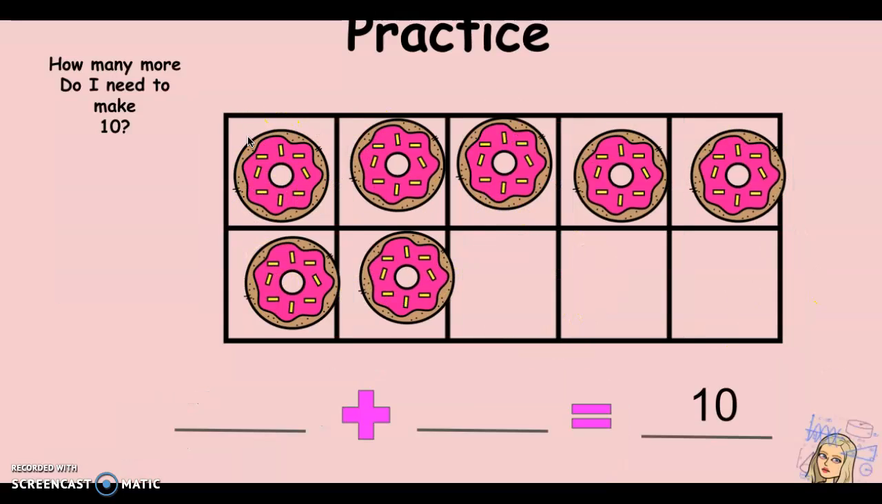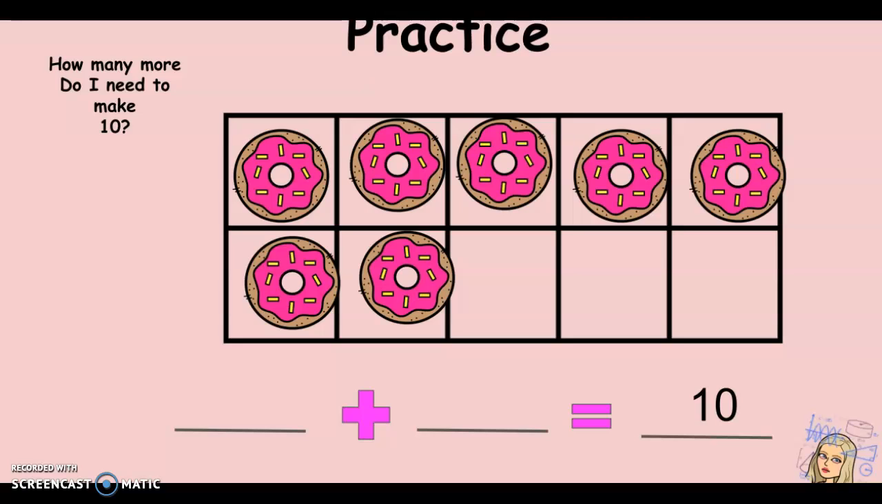Very good. Today, what we are going to talk about is how we can use a 10 frame to compose and create an addition problem, and how we can make 10. So we know that a 10 frame has 10 squares, right? And we can represent numbers 0 through 10 inside of a 10 frame. So what we're going to do is practice talking about how many more do we need to make 10.